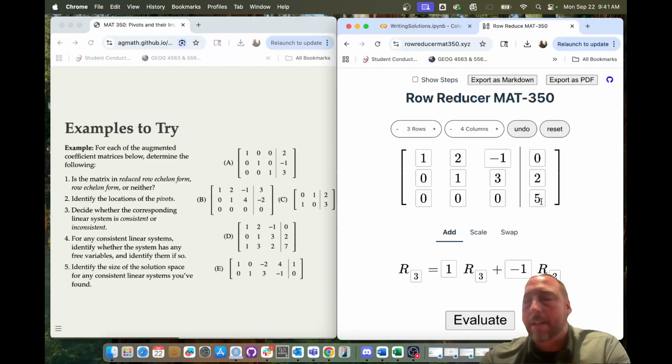It's in the augmented column. And so this is indicating to us that 0 on the left-hand side is equal to 5 on the right-hand side, and we know that that can't happen. This is an inconsistent system. There are no solutions there.